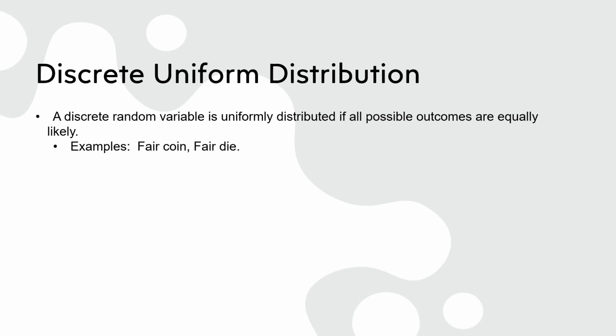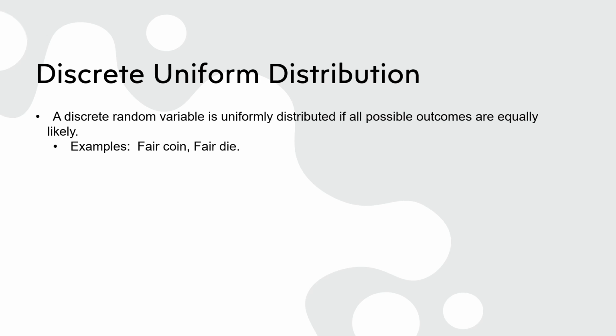In case of a fair coin, there are two outcomes, heads and tails, and each has an equal probability of 0.5. In case of a fair die, there are 6 outcomes, 1 through 6, and each has an equal probability of 1/6. Since all probabilities are equal, you don't need a table or bar chart to specify the distribution. It's implied by the uniformity.